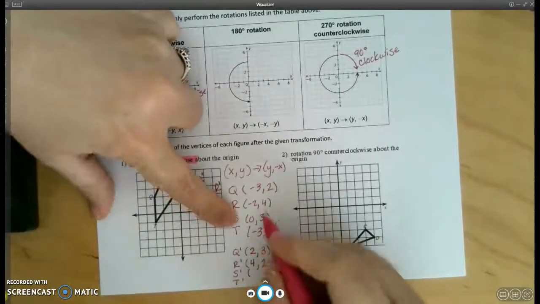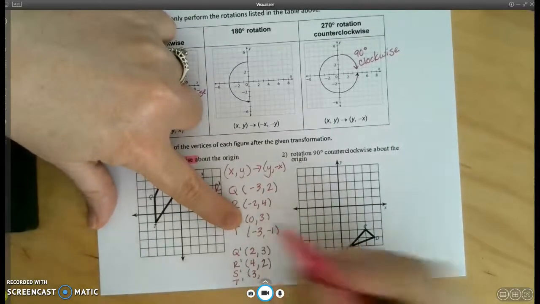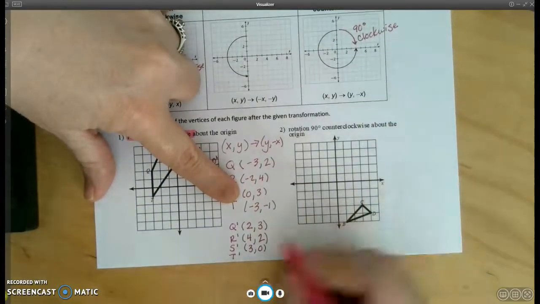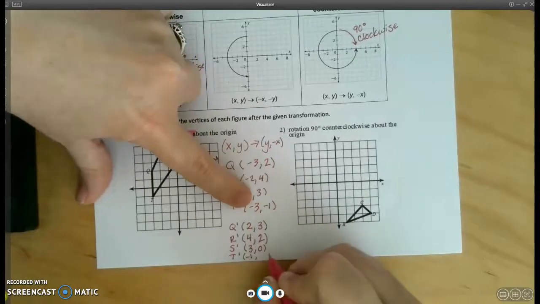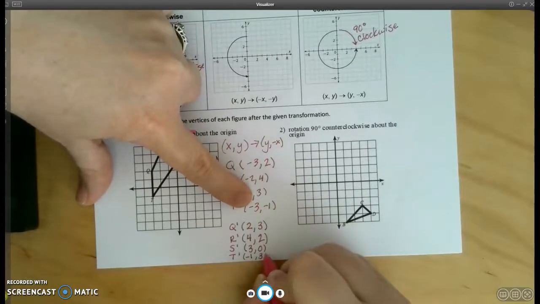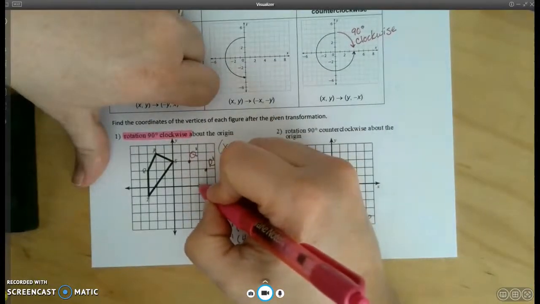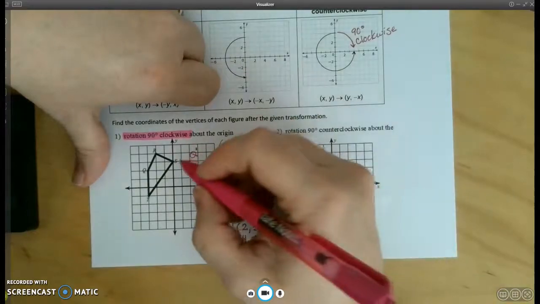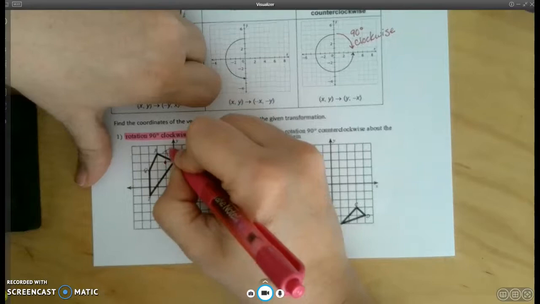S is (0, 3). 3 is going to become my X value. Opposite of 0 is just 0, so that one stays as that. And then finally T, Y value becomes my X value. And I take the opposite of X, which makes it positive 3. I forgot to graph S prime. S prime is right here. And then T prime is (-1, 3).